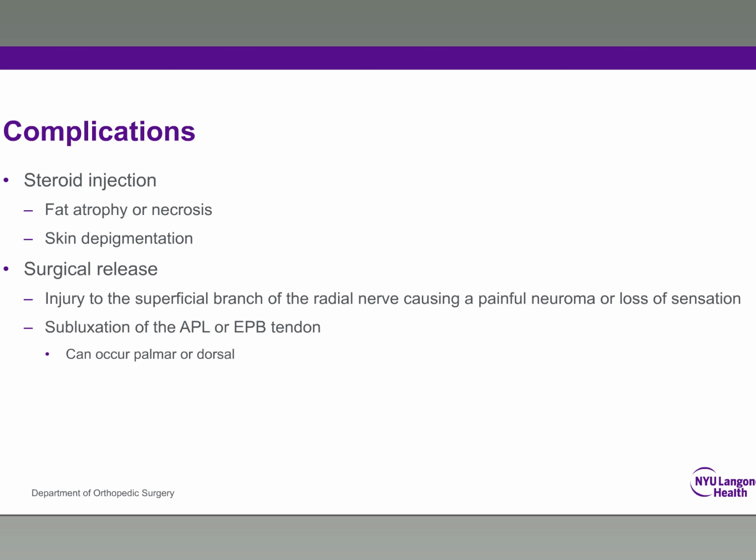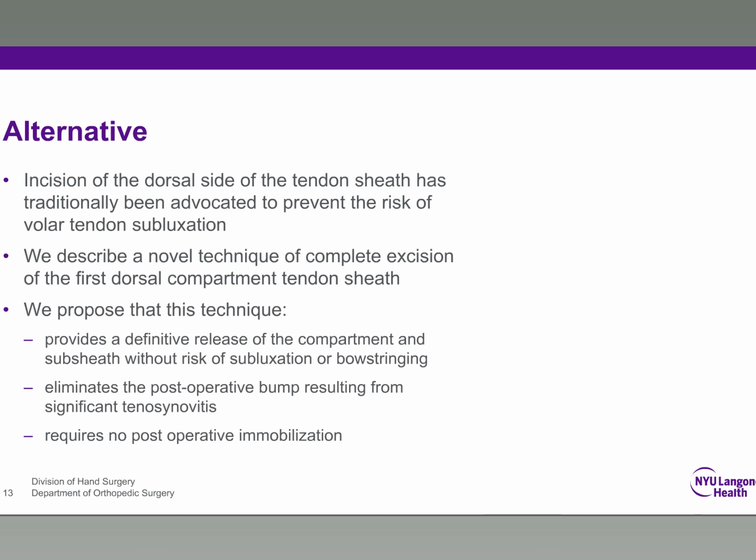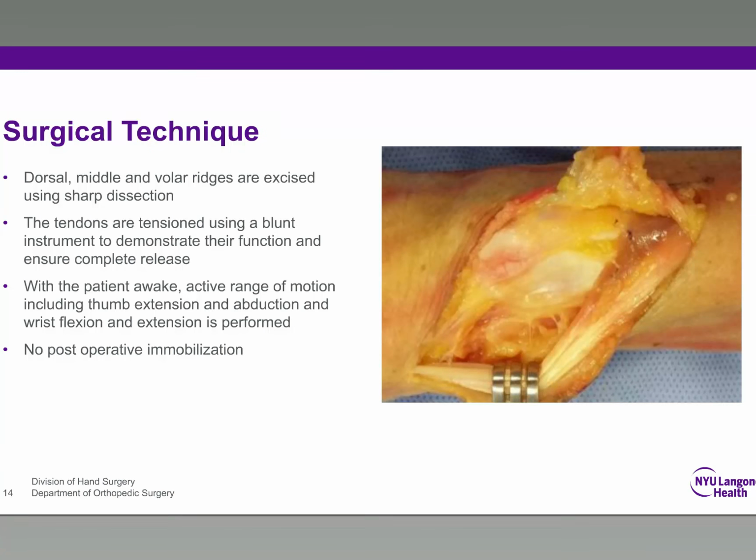Now, you can also get a subluxation of the APL or the EPB tendon. That's one of the theoretical complications, and so we came up here with an alternative type of surgery to avoid tendon subluxation, and in this technique, you can actually excise the sheath completely. So instead of just incising it, you excise the sheath, the dorsal and volar components, and the advantage there is that it eliminates the postoperative bump and eliminates the potential for subluxation.